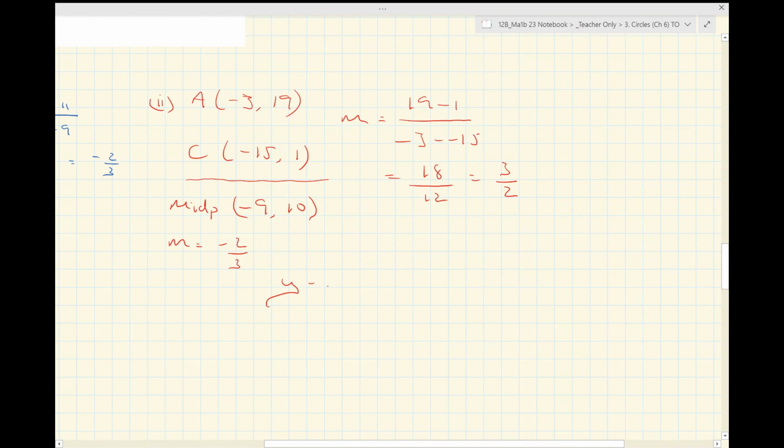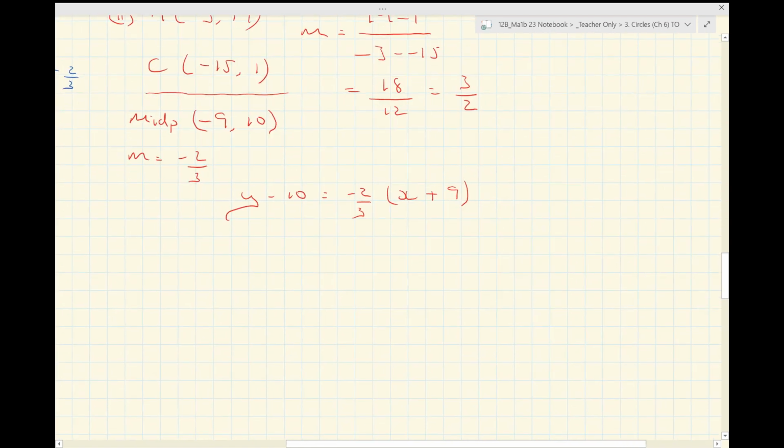y minus y1 equals the gradient multiplied by x minus x1. Okay, multiplying by 3, 3y minus 30 equals minus 2x minus 18.